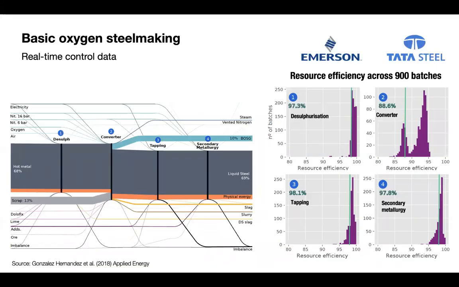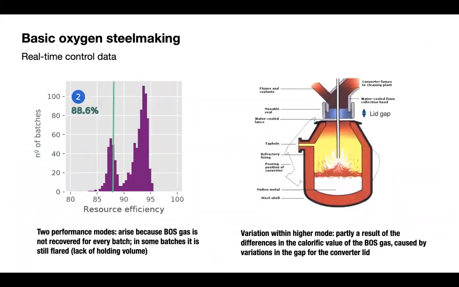And finally, just to go even further down, we did some work with Tata Steel in Port Talbot, and this was looking at just the basic oxygen steelmaking. And now we're looking at 900 batches, real-time data, so moving data, and looking at the efficiency of this process. And it turns out that the converter on the right-hand side is the one that's got lots of variance in the efficiency because of the operation. And when we dived into that more, there's this bimodal distribution of these 900 batches because of the way the BOS gases weren't being recovered at the lower efficiencies.